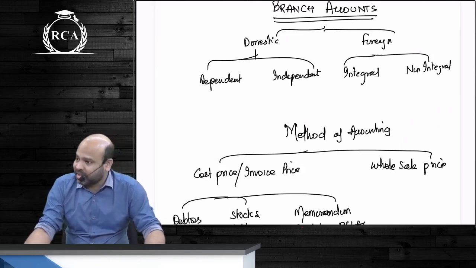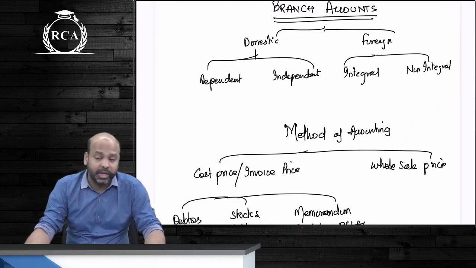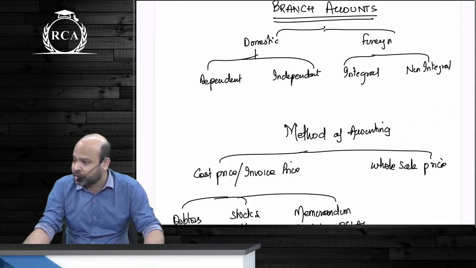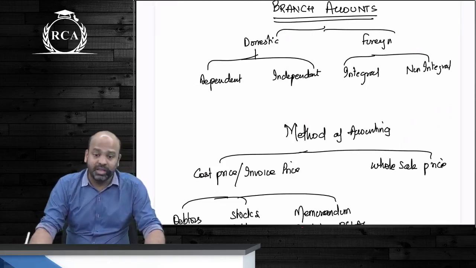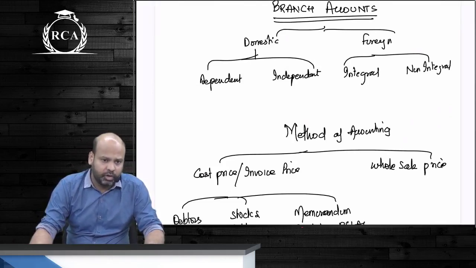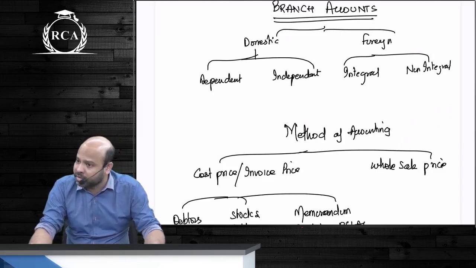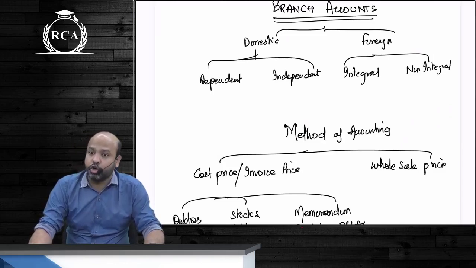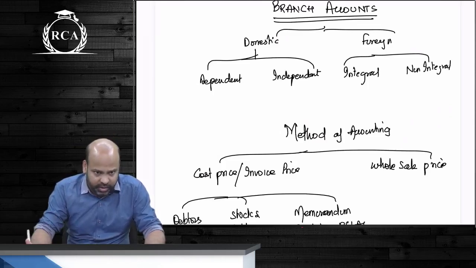Foreign branches are segregated into integral and non-integral foreign operations depending on the decision-making power that is being given to the foreign branch. If the foreign operation is considered as a mere extension of the head office, where head office takes all the decisions, branch is merely involved in receiving goods from head office, selling those goods at the local level, remitting funds to the head office, then it will be classified as an integral foreign operation. It is as if head office itself is entering into all of those transactions. It is not the branch that is entering into those transactions.